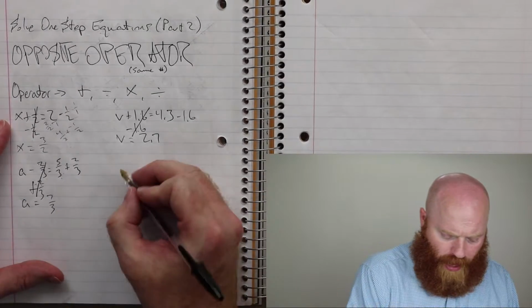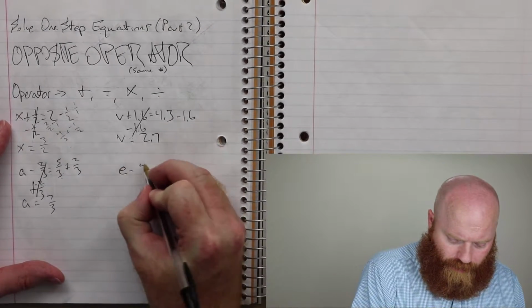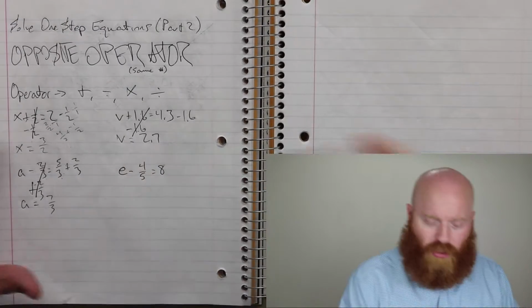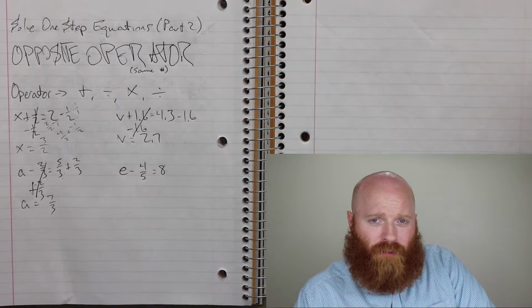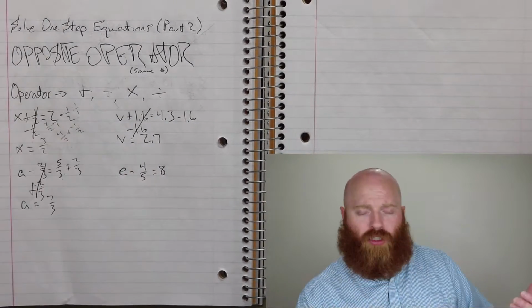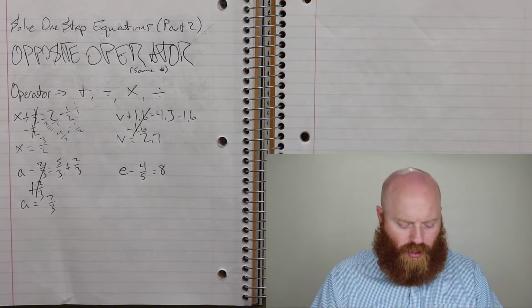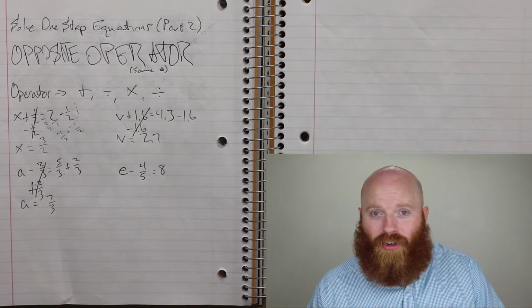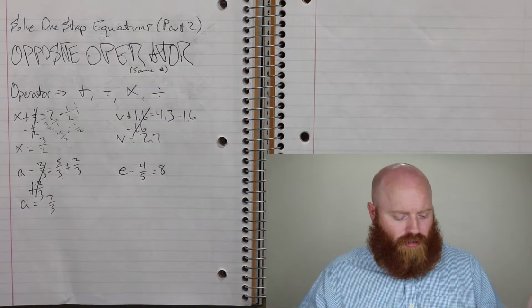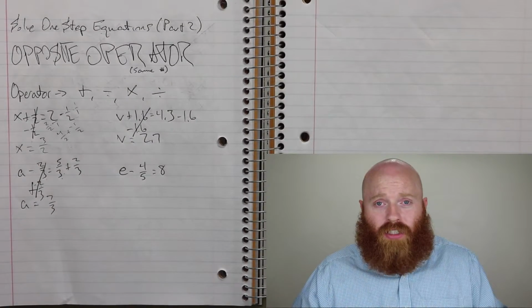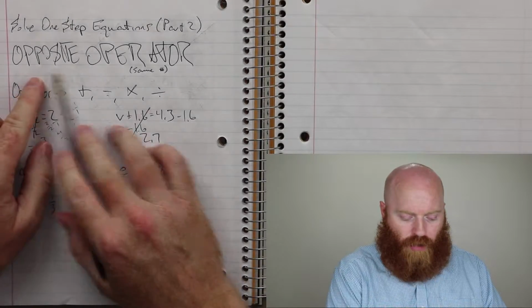Okay. How about e minus 5/5 equals 8? E minus 5/5 equals 8. Your teacher might give you a problem that looks like this. You got fractions and whole numbers, got them mixed up. I don't care. Okay, opposite operator, same number.